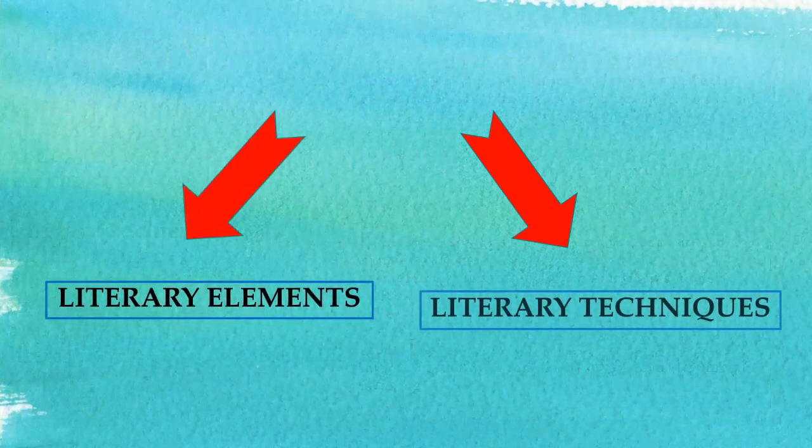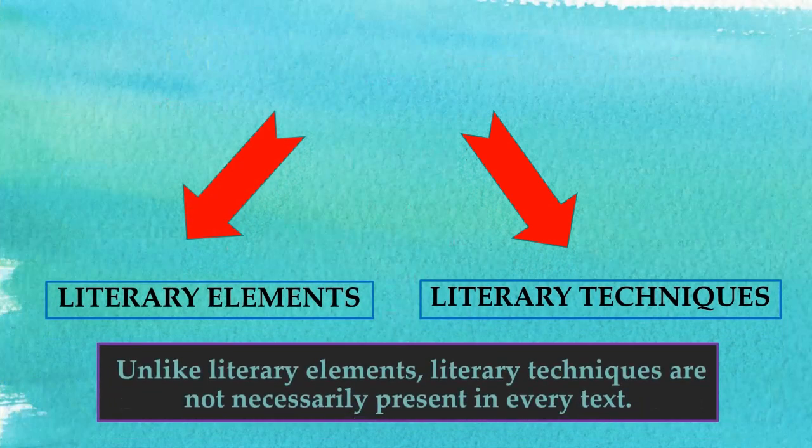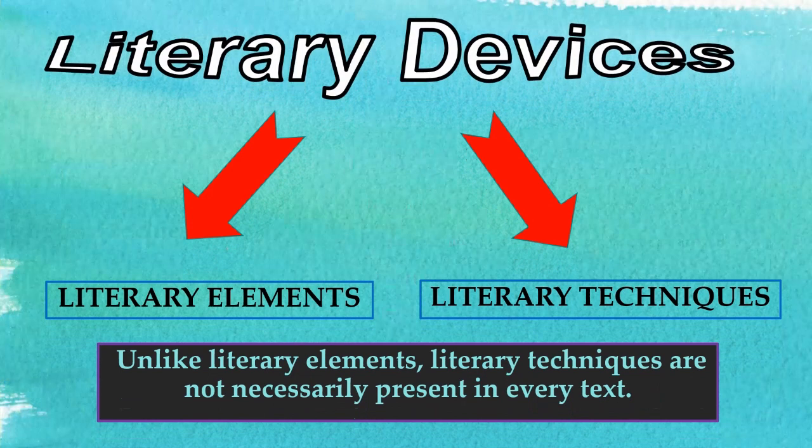Now, unlike literary elements, literary techniques are not necessarily present in every text. Okay? Unlike plot, setting, character, it has to be there. That is what we call literary elements. It is required to be there in order for your story to be complete and solid, right? Literary techniques, yes, you may use them, but not all the time. So they are not really necessarily present in every literary text.